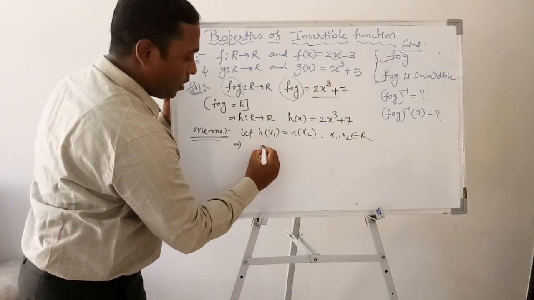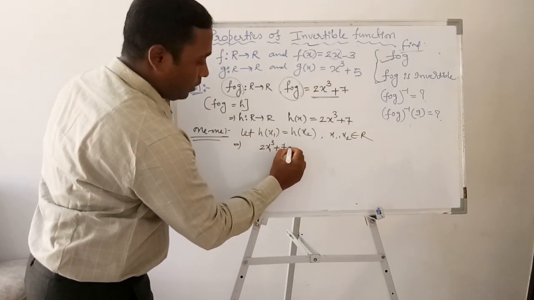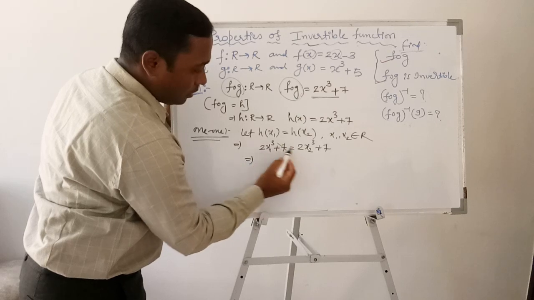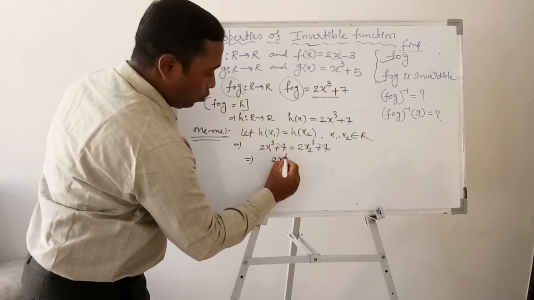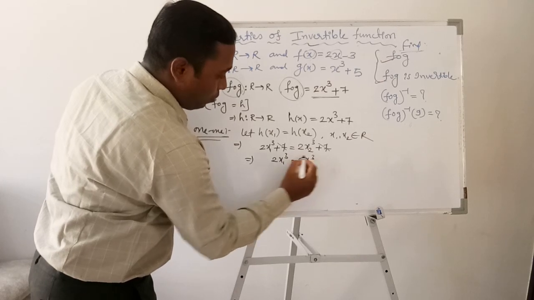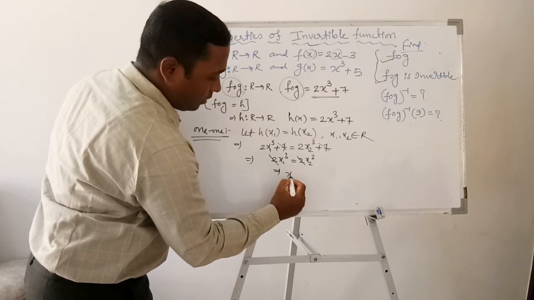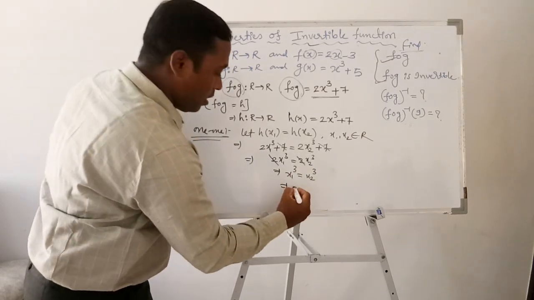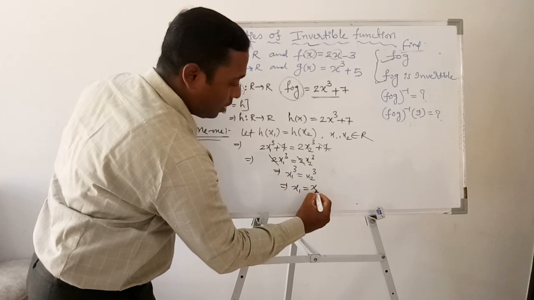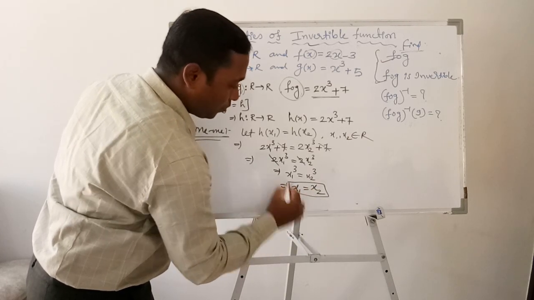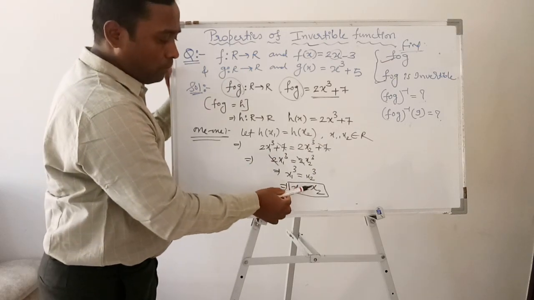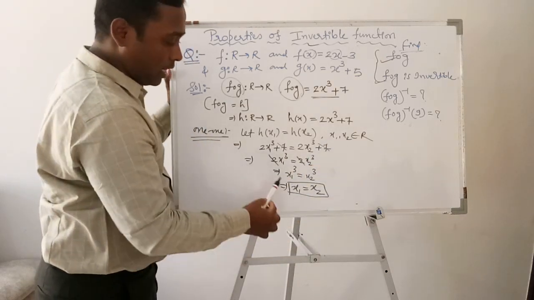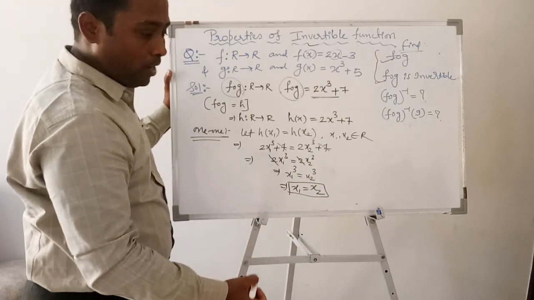Hence, h of x1 is 2x1 cube plus 7, equal to 2x2 cube plus 7. So I can simply cancel 7 and 7. The next step is 2x1 cube equals 2x2 cube, then the 2 gets cancelled. Hence x1 cube is equal to x2 cube. By taking the cube root on both sides, I can simply say x1 is equal to x2, because the cube root of a positive number is positive, the cube root of a negative number is negative, and x1 and x2 belong to R.